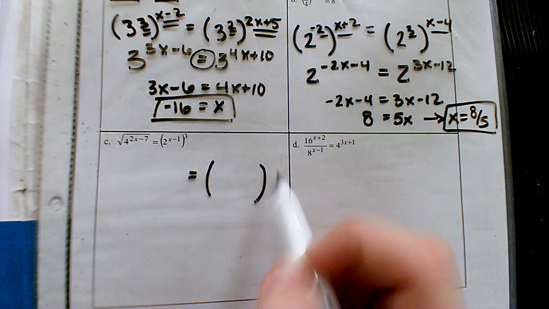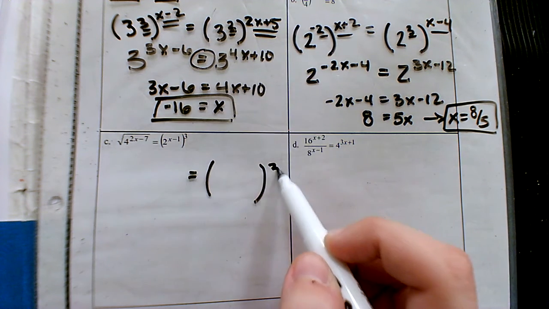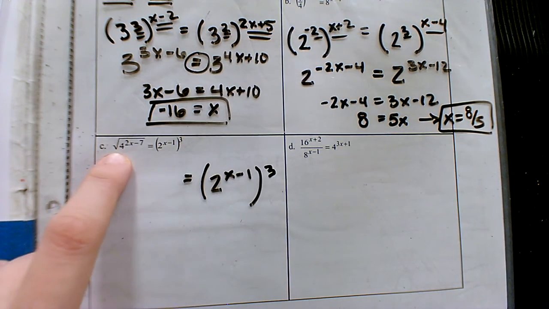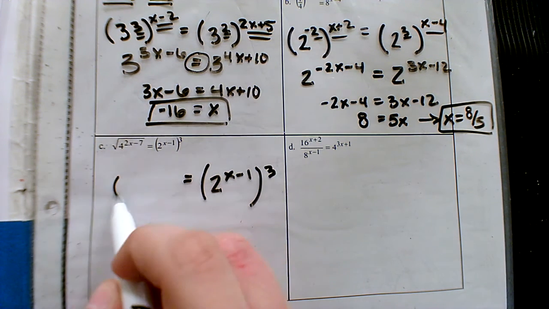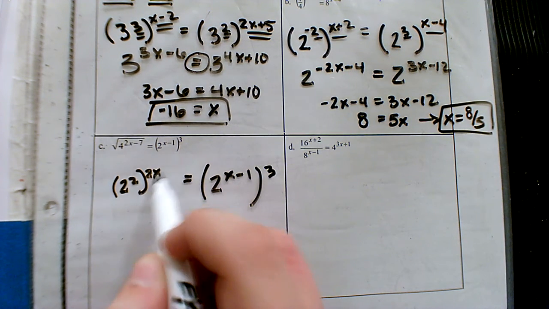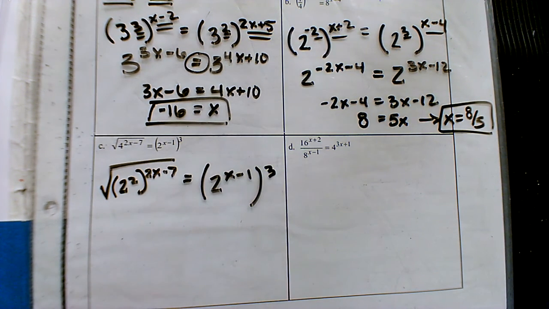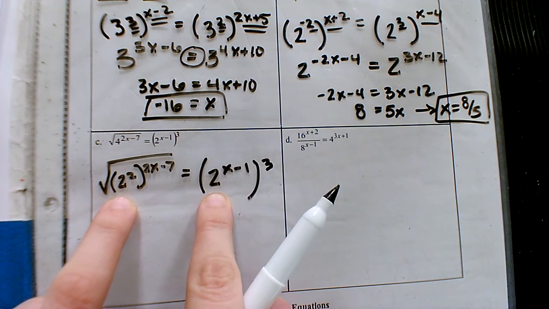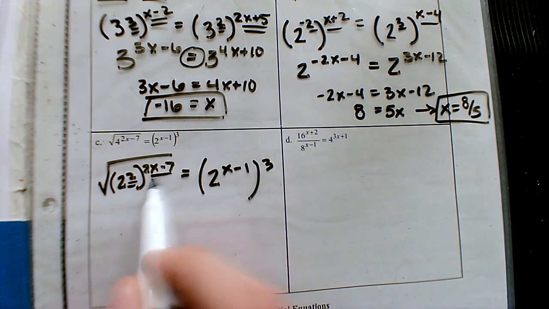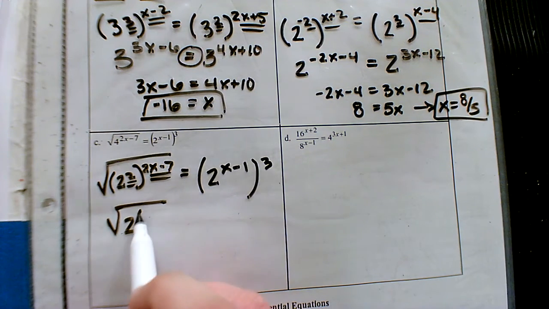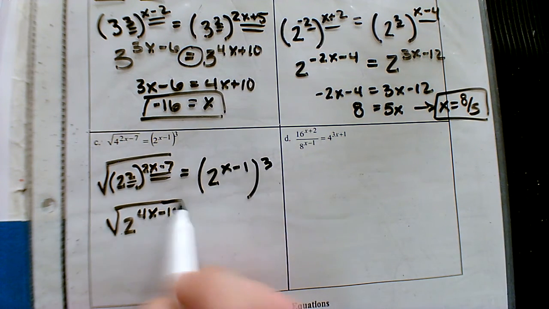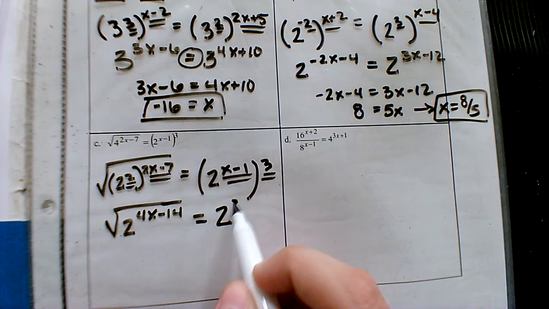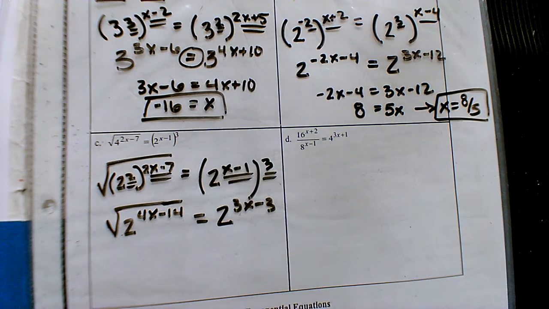Any ideas? Can we rewrite 4 perhaps? Yeah, 2 squared. Alright, notice how both bases are 2. We have a power to a power, so we'll multiply that through. And it looks like on the right hand side we have another power to a power, so we'll multiply that through as well.